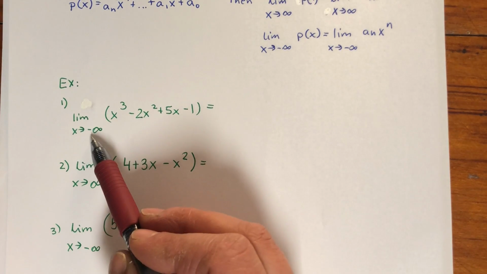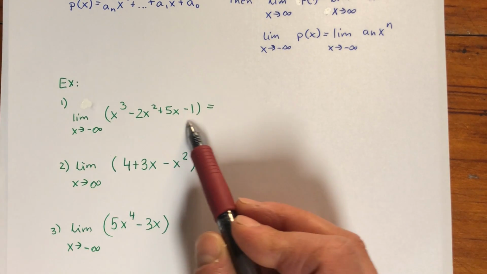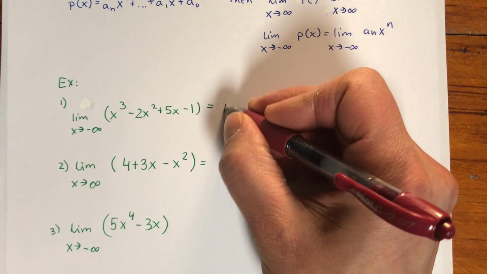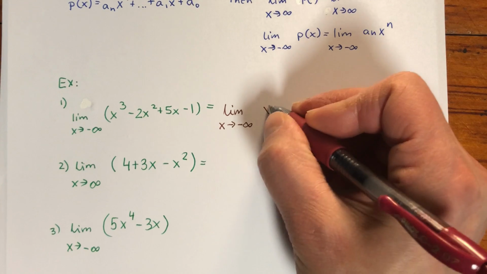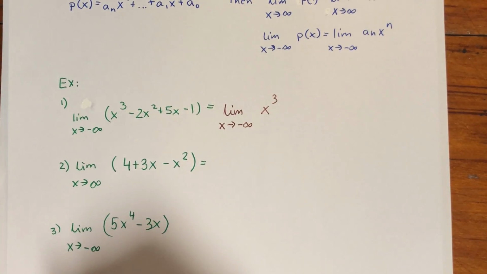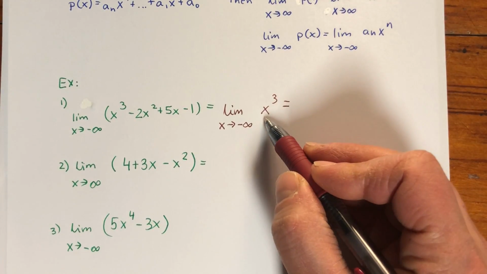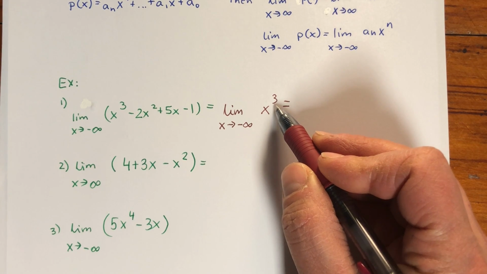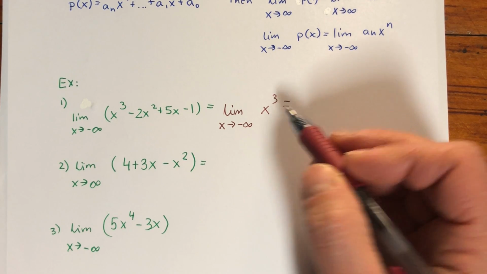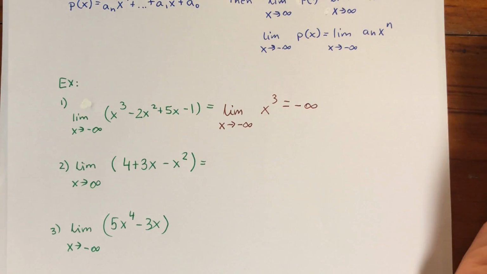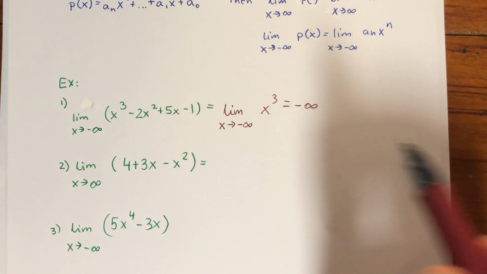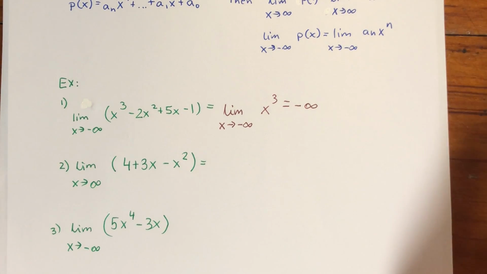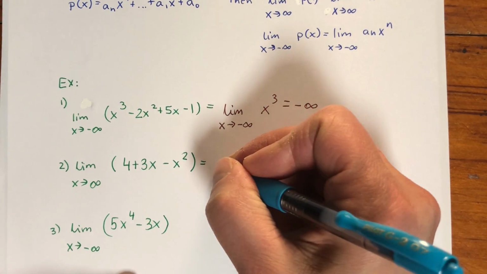If I have the limit as x approaches negative infinity of this polynomial, this is going to be equivalent to the limit as x goes to negative infinity of the term with the highest exponent. And the term with the highest exponent is to the third power. Because this is an odd number, I know that this is going to go towards negative infinity. You can graph this polynomial, and this is also going to show. So that's how you can find it algebraically. Let's take a look at the next one.